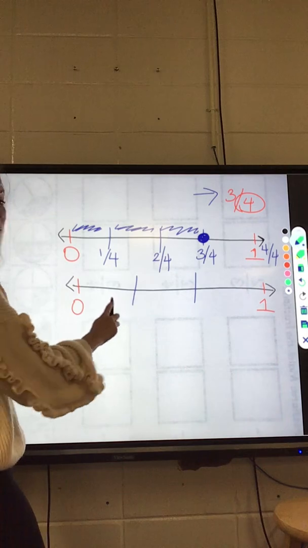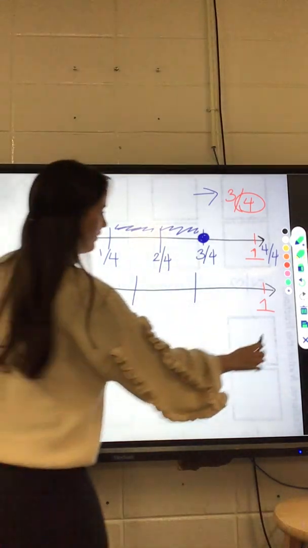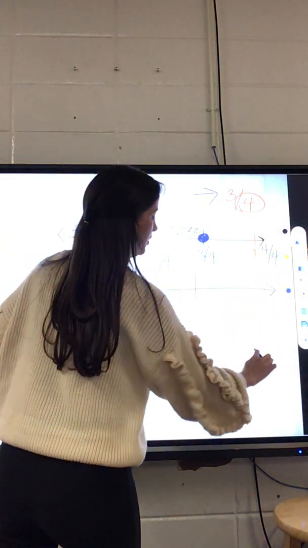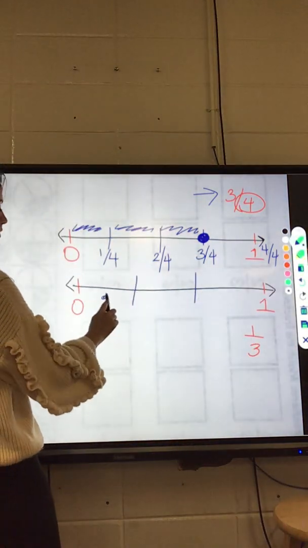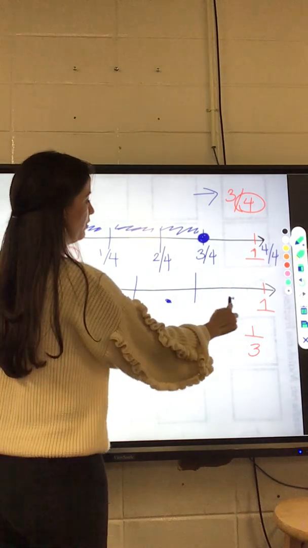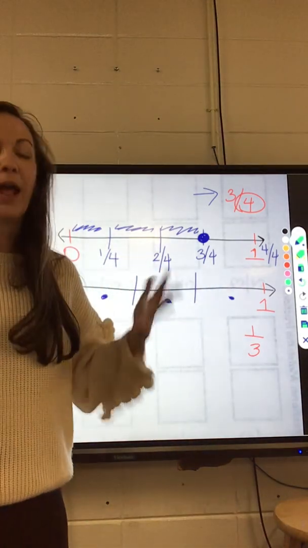All right, I want to plot 1/3 on my number line. 1/3. So let's see, do we have 3 parts? Let's put 1/3 over here. We want to do 1/3, okay? Let's see, do we have 3 parts? 1, 2, 3. Yep, got 3 parts.